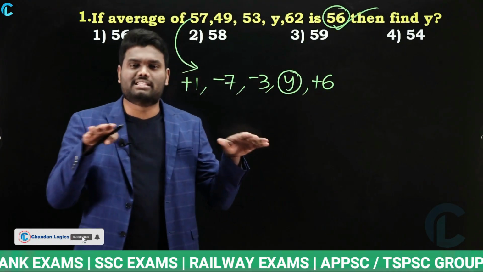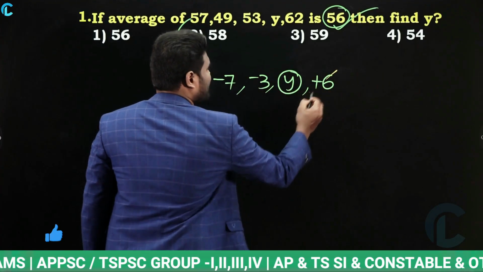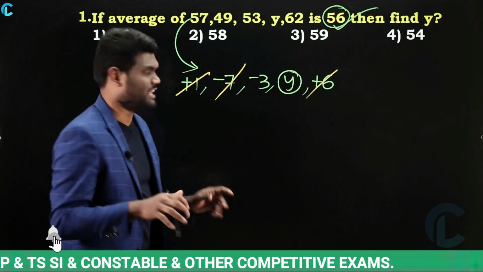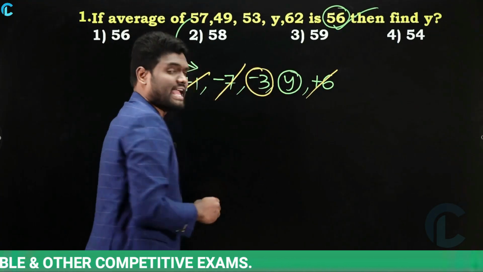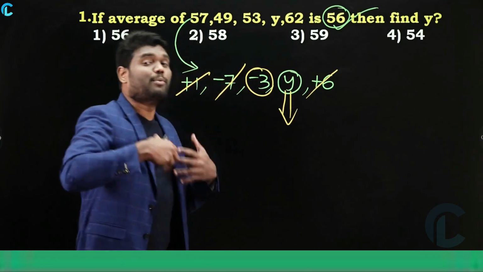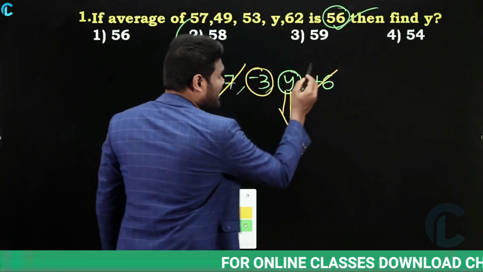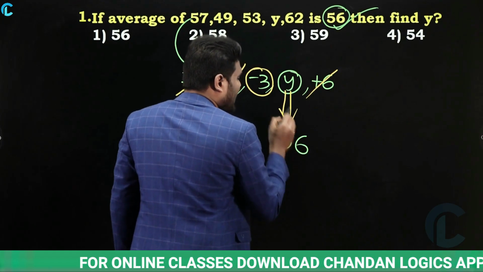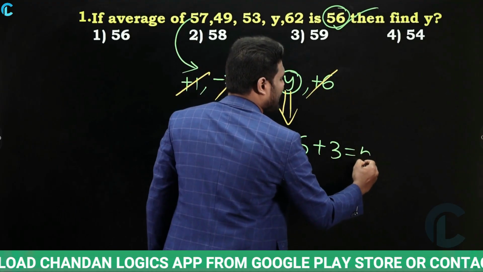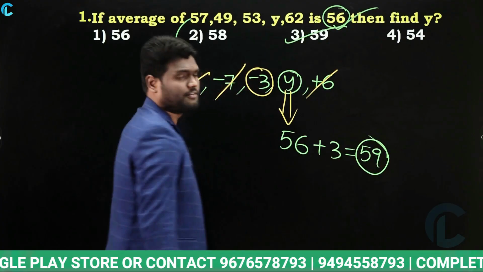Now you just need to balance them. Balance it, and look here. Plus 1 plus 6 is nothing but plus 7. Now plus 7 and minus 7 get cancelled. Finally, you are left with minus 3. As you are left with minus 3, this value should be 3 more than the average. The actual average is 56, and this should be 3 more than the average. So 56 plus 3, the value is 59. So we can say that the value of y is 59.